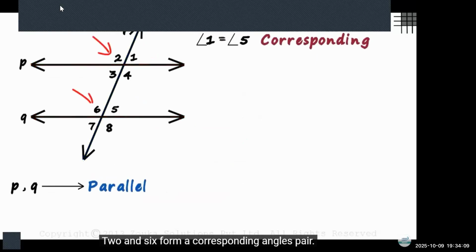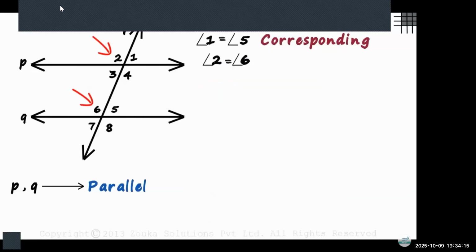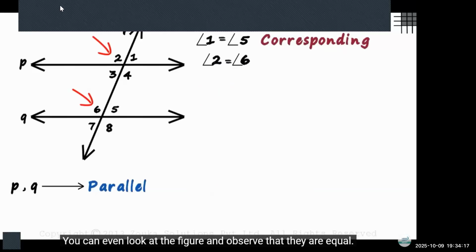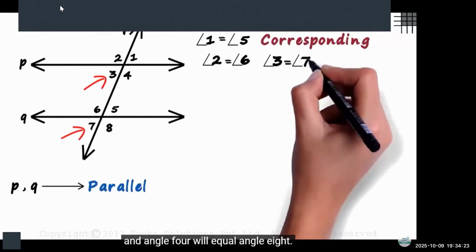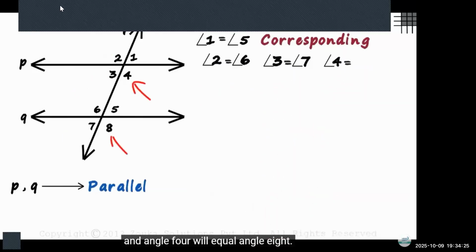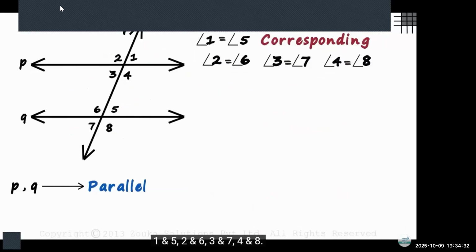Angles 2 and 6 form a corresponding angles pair, so angle 2 will always equal angle 6. You can even look at the figure and observe that they are equal. Similarly, angle 3 will equal angle 7 and angle 4 will equal angle 8. These are the four pairs of corresponding angles that are formed: 1 and 5, 2 and 6, 3 and 7, 4 and 8.